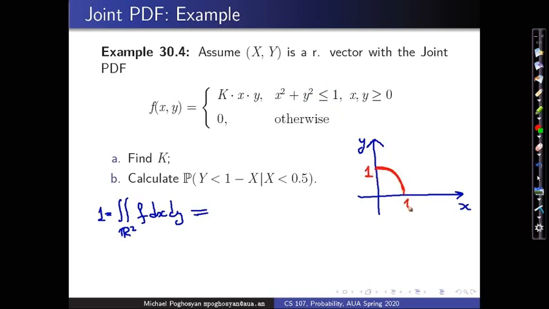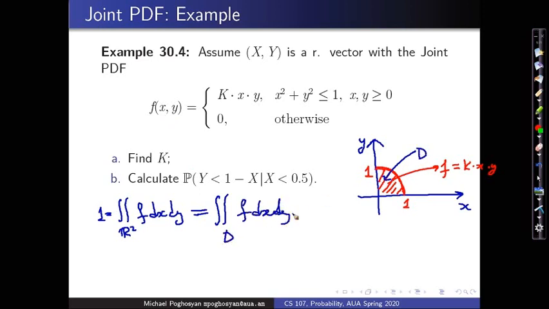This is 1, this is 1. This is a portion of a unit circle, and x and y are positive, which means we are in the first quadrant. This is where our f is non-zero. f is given by k times x times y in this region, and f is 0 otherwise. So I will not consider all other points; I will work only in this region.